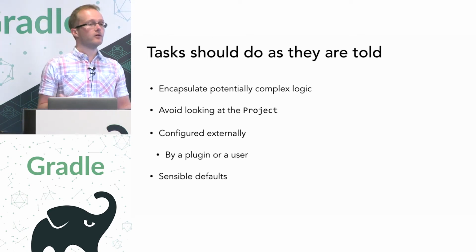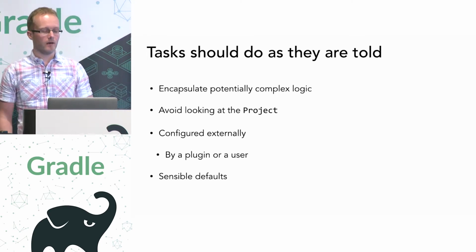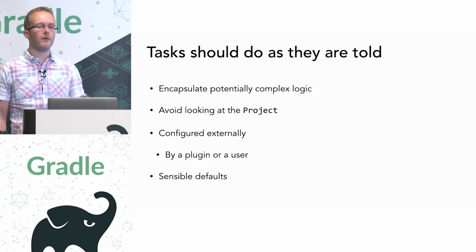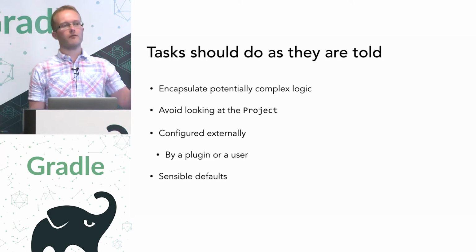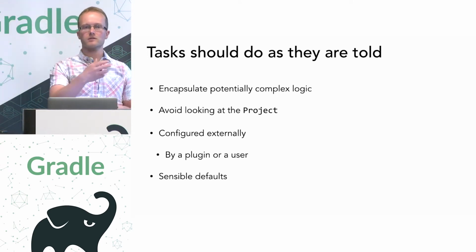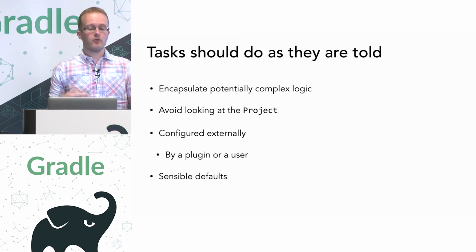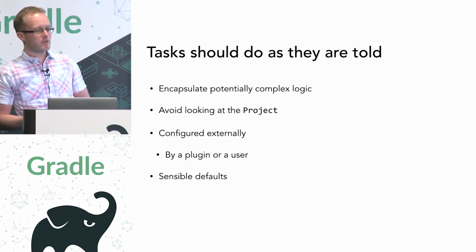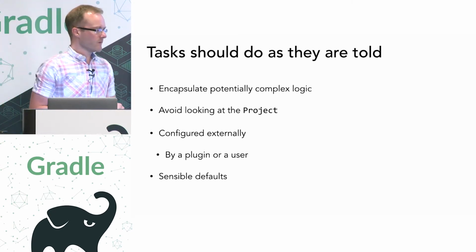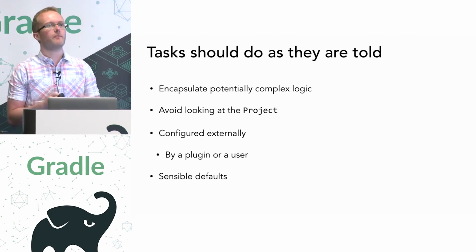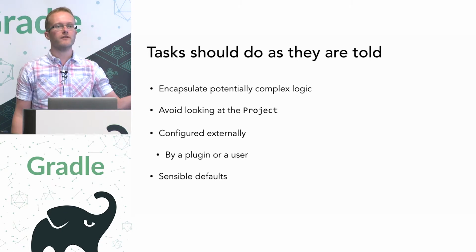Or alternatively, the user could configure the task. So maybe you don't have a plugin that applies the task, and instead you just have a bunch of setter methods that lets the users set everything up on the task and tell it what to do. For some things, though, you can still provide sensible defaults. So for example, something that's not necessarily an input that's based on other aspects of the project and things that are configured.